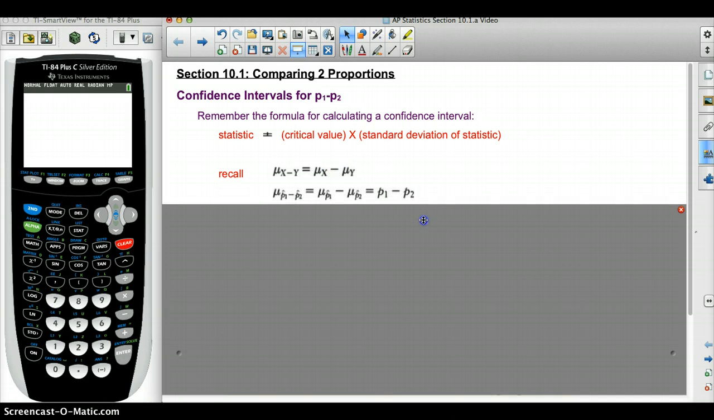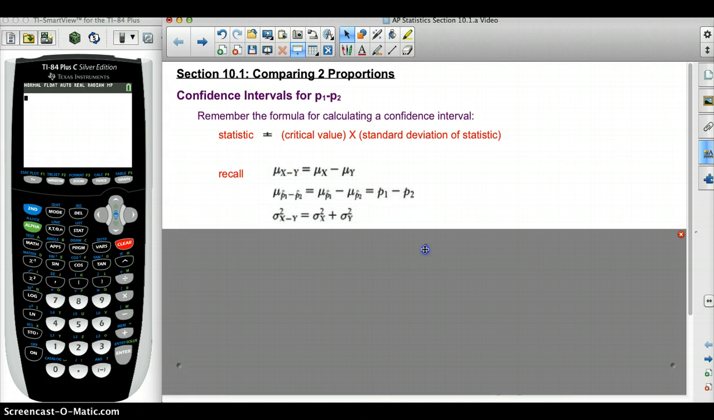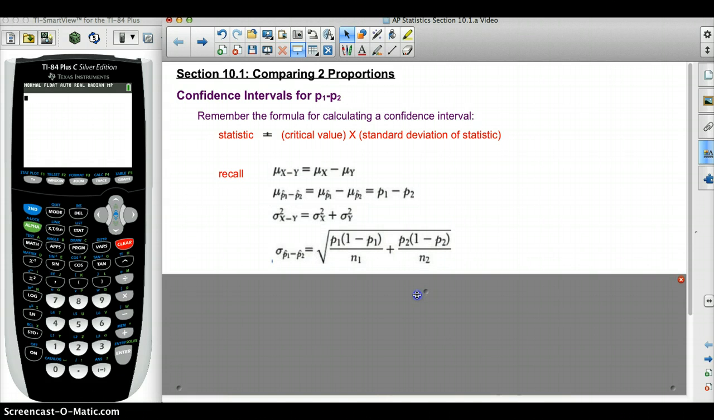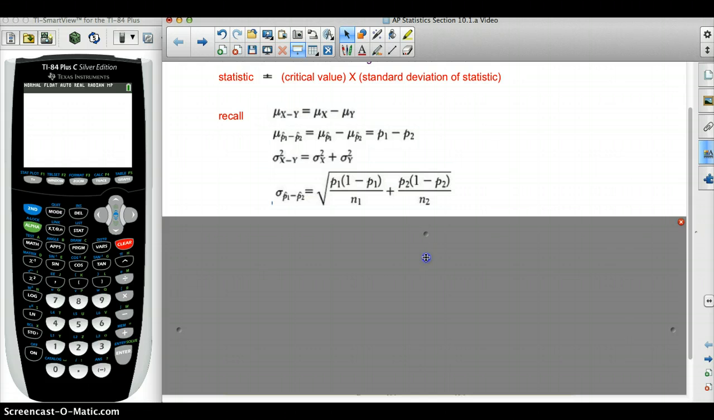Okay, you also have your p-hats or your proportions, where the mean of their difference is also equal to the mean of each individually subtracted, which will also then become p1 and p2. You also could find the standard deviation, which again leads you to another formula here. We can still find that formula because you've used it before in previous sections of the textbook.